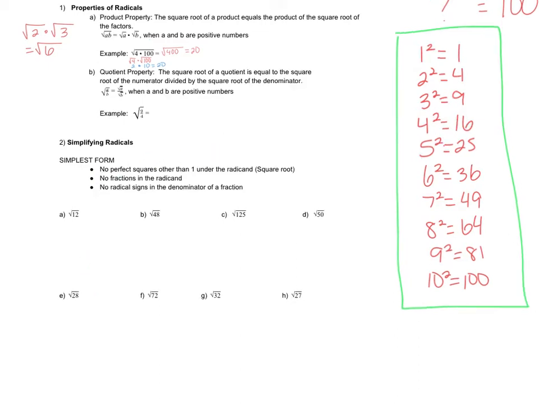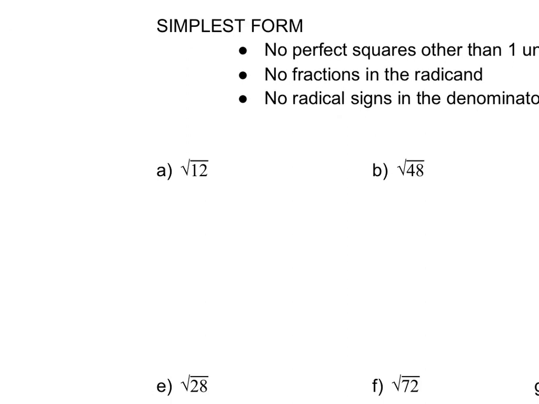Okay. So now we can break this up, because that was that product property we just talked about, as the square root of 4 times the square root of what? 4 times what gives me 12? Well, that's going to be 3. Okay, so now we have the square root of 4 and the square root of 3. We can take the square root of 4. We know that's going to be 2.